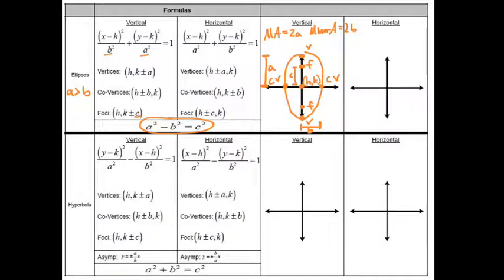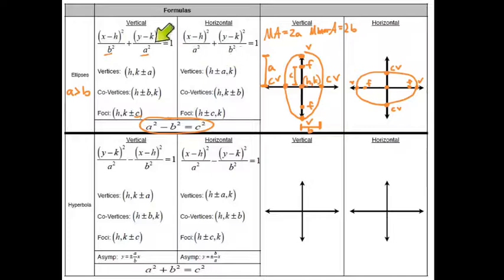Now let's look at the horizontal ellipse. The horizontal ellipse goes from here to here. Those are your vertices. Here's my center. That means the foci are right here and right here. Our co-vertices are right there and right there. And then you can connect everything. Oh, okay. And everything's the same. The distance from the center to the vertex is still A, but now it's horizontal. The distance from the center to the co-vertex is still B, but now it's vertical. And the distance from the center to the focus is C.